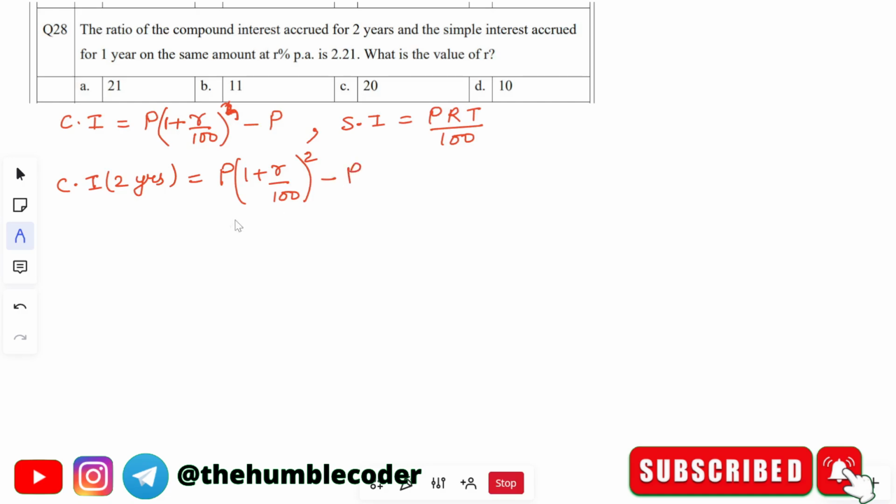Now we will start simplifying this to find out our r value. This same equation, if we simplify it further, we can write something like this. P I will take common out of both, because P is in the first part and in the second part also. So I have taken P as the common, so (1 + r/100) square minus 1. This is what we have got.